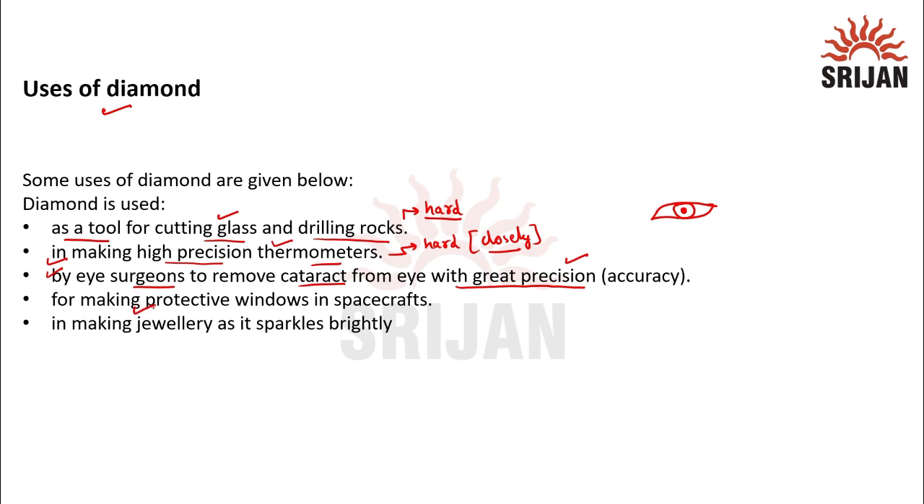Also, diamond is used for making protective windows in spacecraft as diamond is transparent and also resistant to radiation that is present in outer space, and for its thermal conductivity, right? Now, lastly, diamond is also used for making jewelry as it sparkles brightly, right? So these are the uses of diamond.